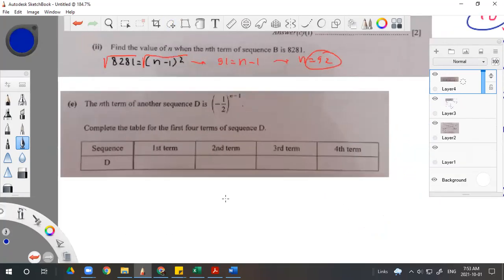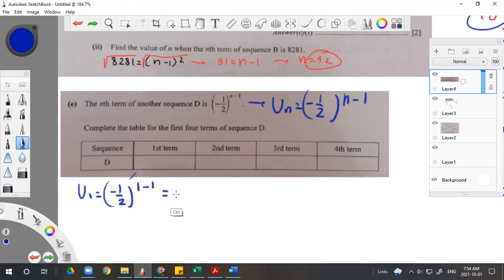So the nth term of sequence D is, saya tulis ulang, I want to rewrite D, Un-nya D gitu ya, untuk yang D ya, Un equals -half. Oh, we deal with the indices, the power form. First term, quite simple, just put U1. -1/2 power 1 minus 1, right? So -1/2 to the power of 0. Any number to the power of 0, even it is negative or positive, it's 1, right?